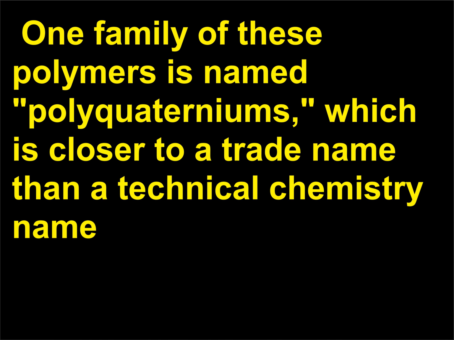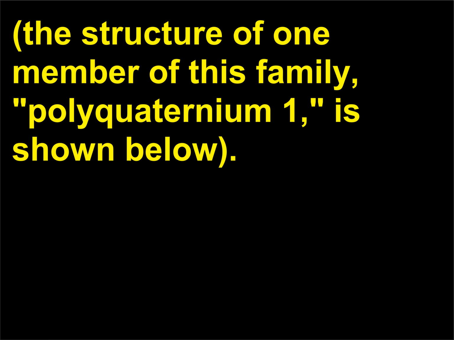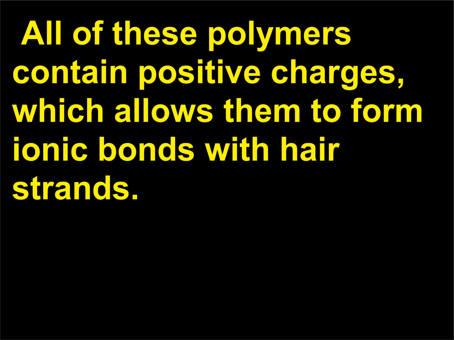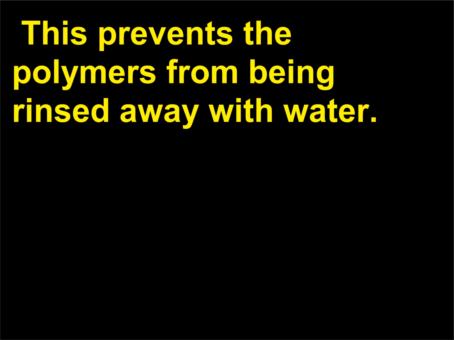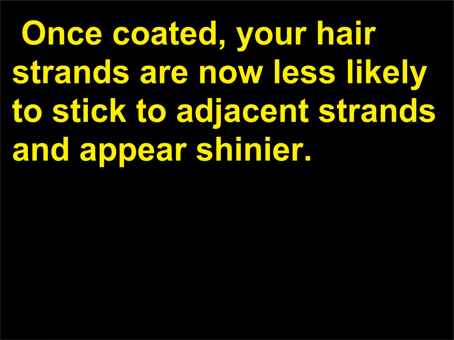One family of these polymers is named polyquaterniums, which is closer to a trade name than a technical chemistry name. The structure of one member of this family, polyquaternium 1, is shown below. All of these polymers contain positive charges, which allows them to form ionic bonds with hair strands. This prevents the polymers from being rinsed away with water. Once coated, your hair strands are now less likely to stick to adjacent strands and appear shinier.